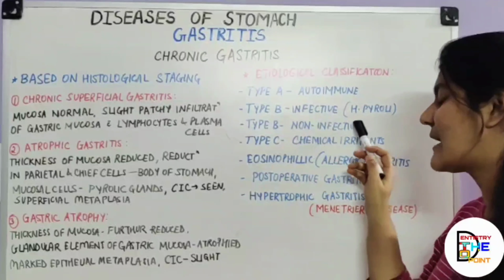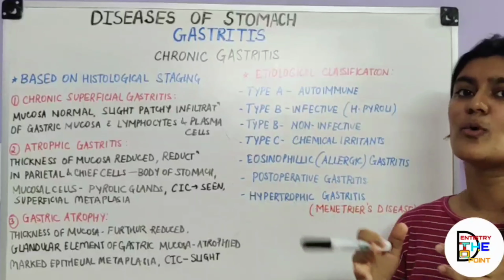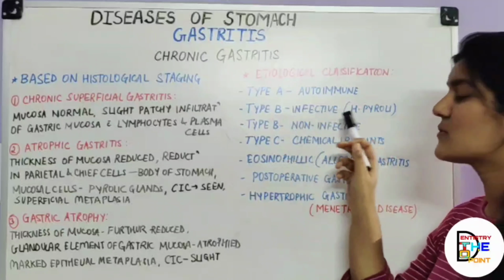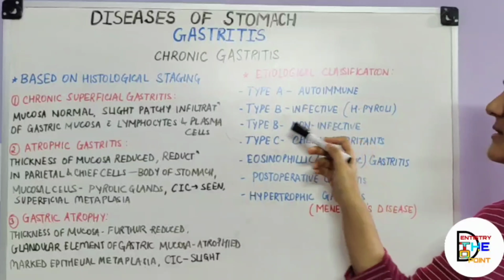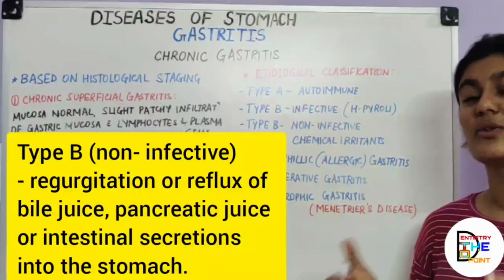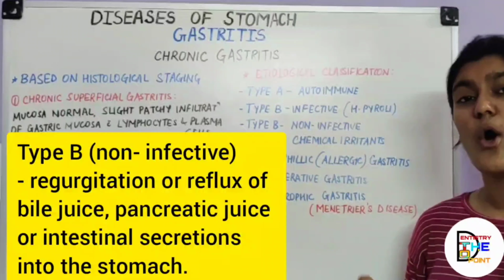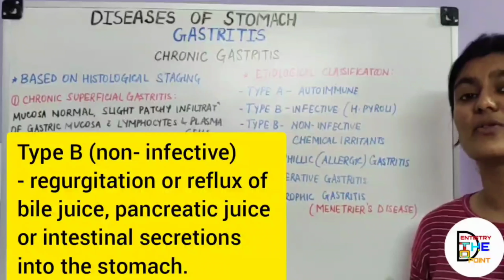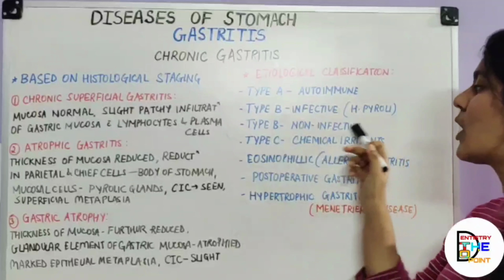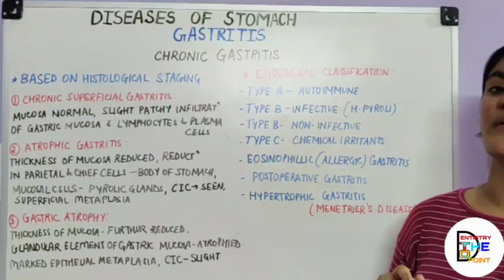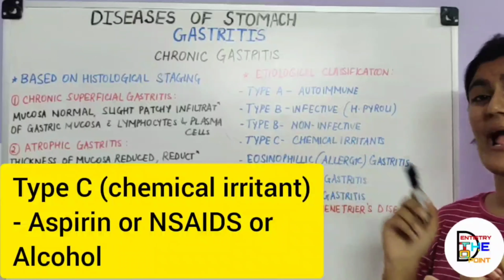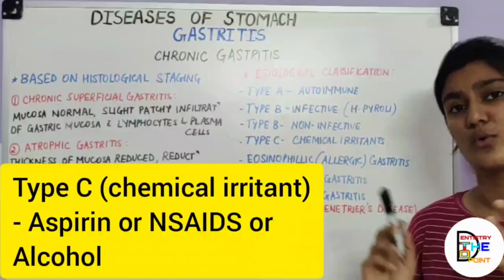Second, the next type is the non-infective type, and almost type B and type C are the same because both are non-infective. The non-infective form is caused because of the regurgitation or reflux of the bile juice, the intestinal juice or the pancreatic juice back into the stomach. उसकी वजह से this is caused. And type C, which involves the chemical irritants, are the ones which we have studied in the acute form. That is your aspirin, NSAIDs, alcohol abuse, these forms.